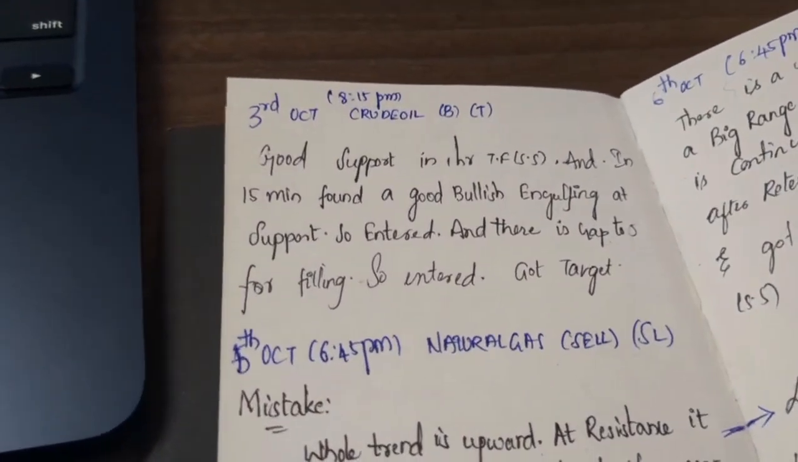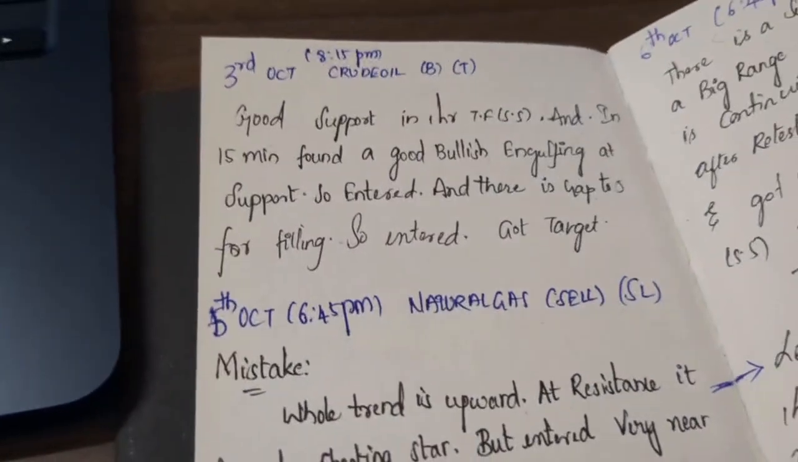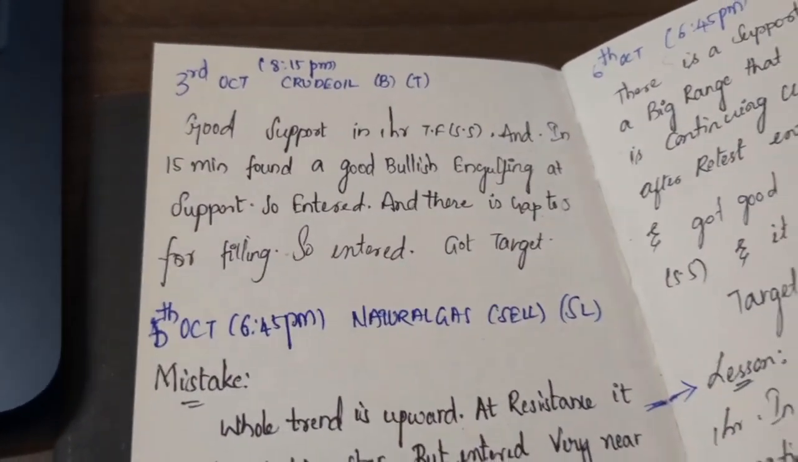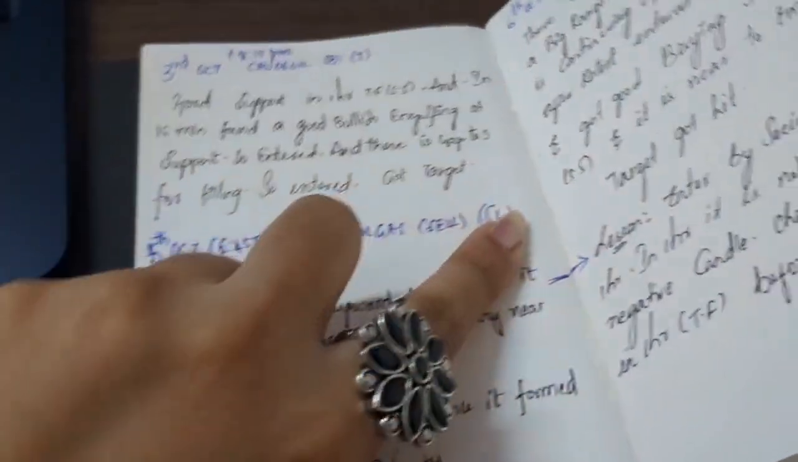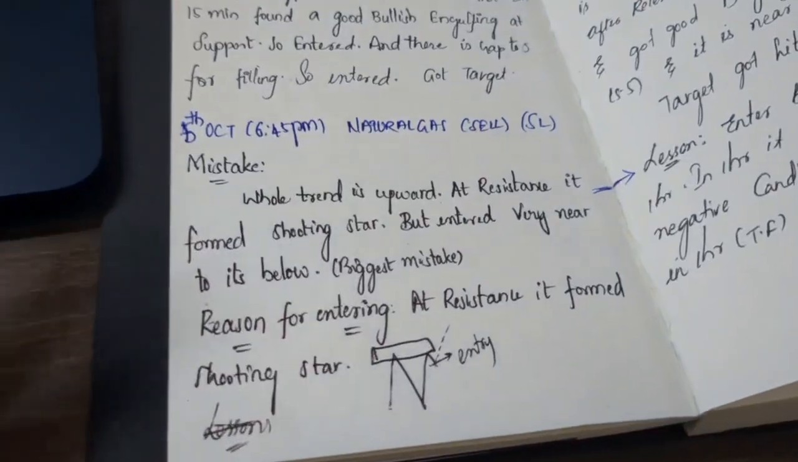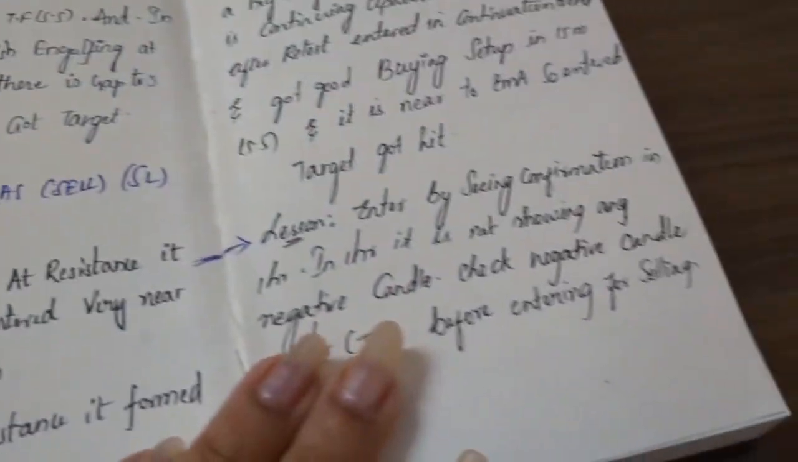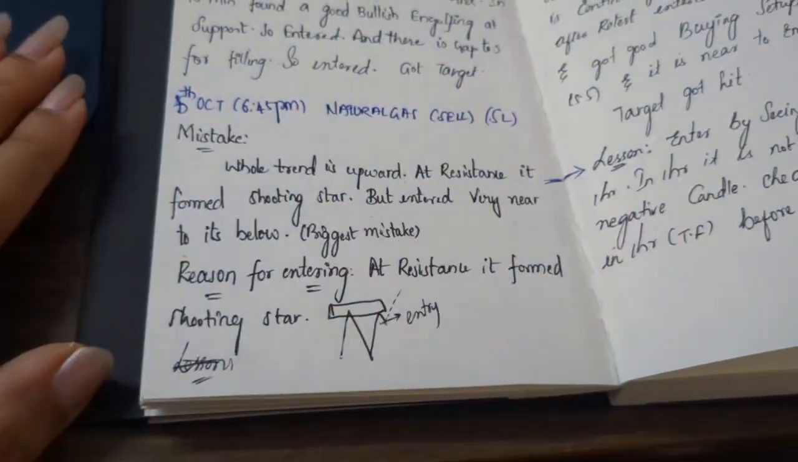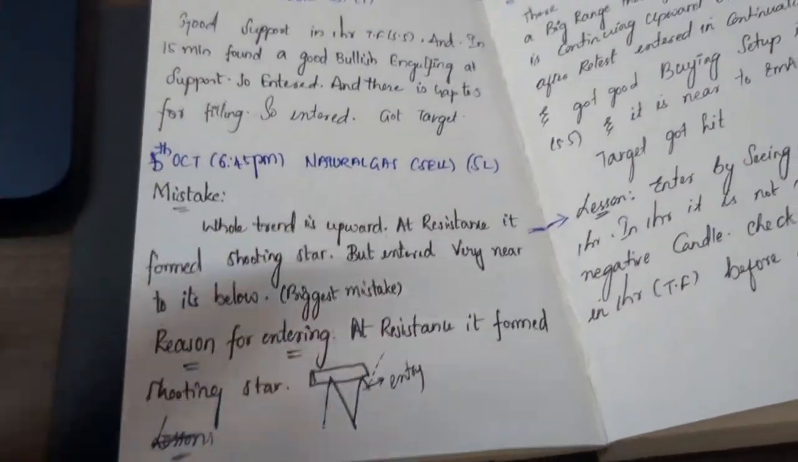Then I write what emotions I faced when I was in the trade, after my position got executed. After that, if it gets SL, then I'll write the mistake. Why? What is the mistake? Then after that I'll write the lesson. What did I learn from that particular trade? This is how I write my trading journal.